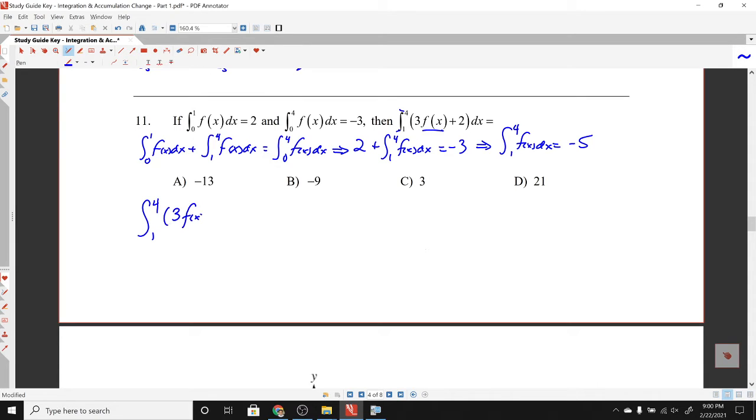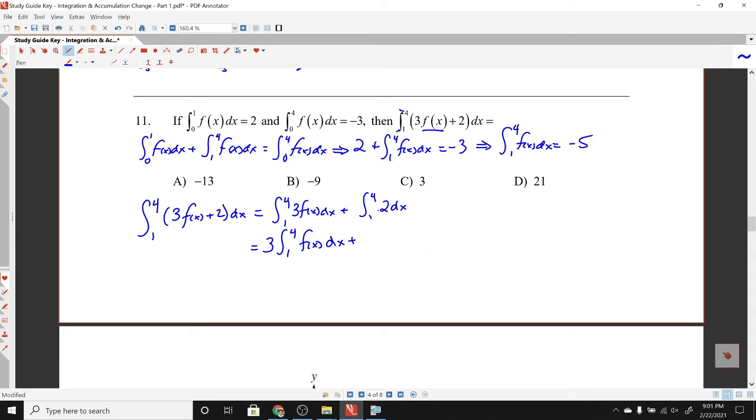Now, we use the property of integrals that says the integral of a sum is the sum of the integrals, so we can split that up into the integral from 1 to 4 of 3f of x dx plus the integral from 1 to 4 of 2 dx. Here, this 3 is what we call a constant multiple that slides right through. It pulls right through the integral from 1 to 4 of f of x dx.